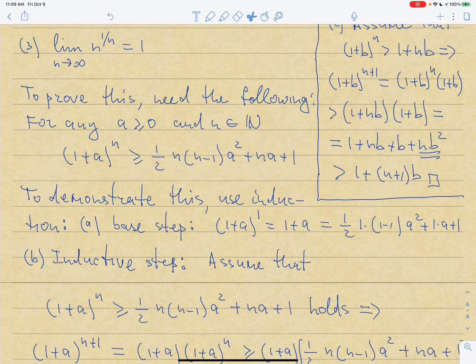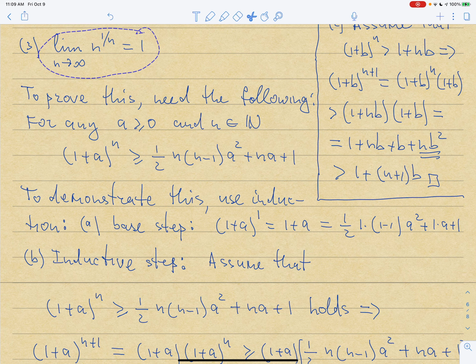So here I'm going to continue with establishing some basic limits that we're going to then employ along with properties of limits to find the limits of more complicated functions. So today I'm going to start with the limit of n to the power 1 over n, which I expect to be 1.